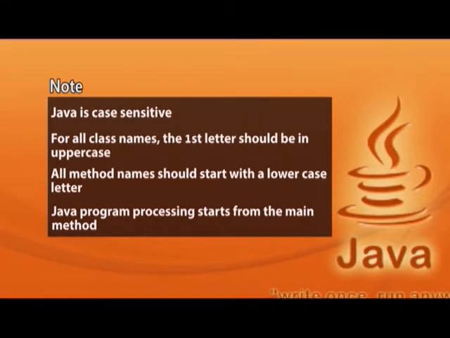If several words are used to form the name of the method, then each inner word's first letter should be in uppercase. Java program processing starts from the main method, which is a mandatory part of every Java program. Java supports some basic programming elements, such as data types, keywords, literals, and variables. Keywords are the reserved words for the Java programming language, which cannot be used as names for variables, class, or methods. Consider this simple code that will print the words "Hello World."